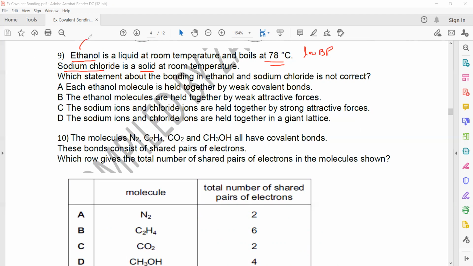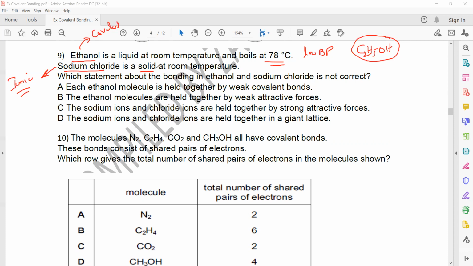Ethanol is basically a covalent compound because it contains carbon. This is the formula of ethanol, C2H5OH. It contains carbon, hydrogen and oxygen. Whereas sodium chloride contains a metal and a non-metal, so it will be ionic, and ionic bonds are stronger. The force of attraction between the ions is stronger compared to the force of attraction between the molecules, because molecules do not have charges. That is why their attraction is much weaker.